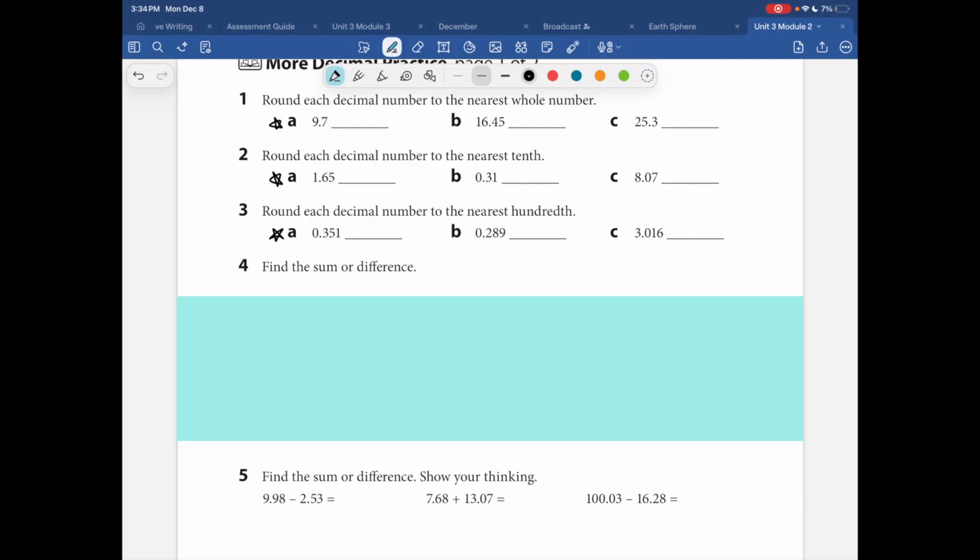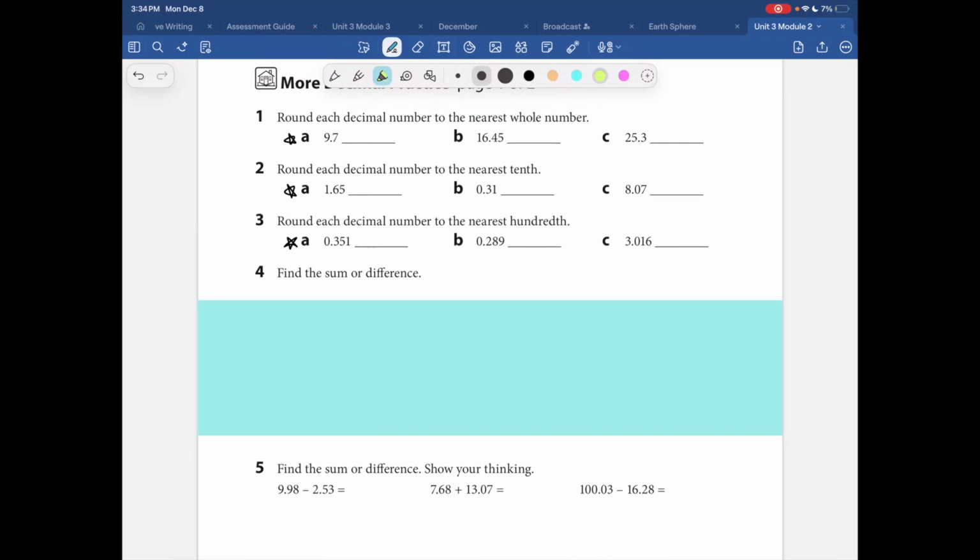All right, so starting with 1A, we need to round this to the nearest whole number. Now, remember when it says whole number, typically we'll be working with our ones place unless it's going to affect the tens place as well. So in number 1, we have 9.7 is the number that we're rounding. Okay, so drawing my number line, I have to think about what two whole numbers am I between. My low side is always going to be the digit that I already have. So I have 9, and then the next whole number would be 10.